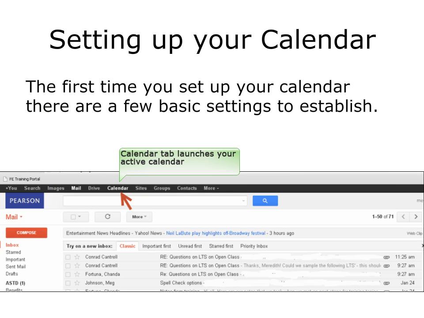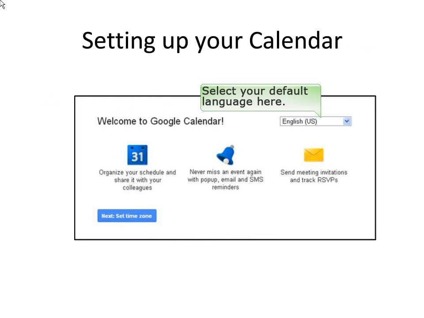The very first time you set up your calendar, you will click on the Calendar tab and then go through 4 simple steps of setting up your settings. Click on the Calendar tab now. Once you have clicked the Calendar tab, you will now be prompted to establish your settings.